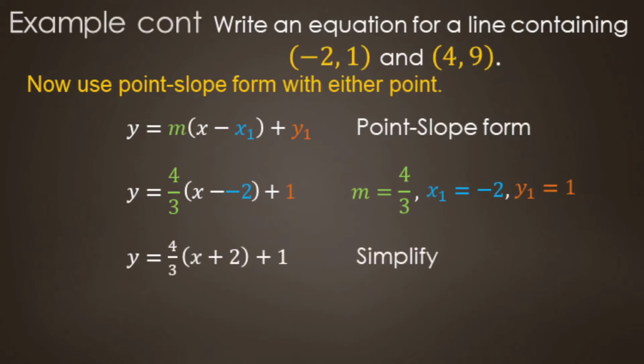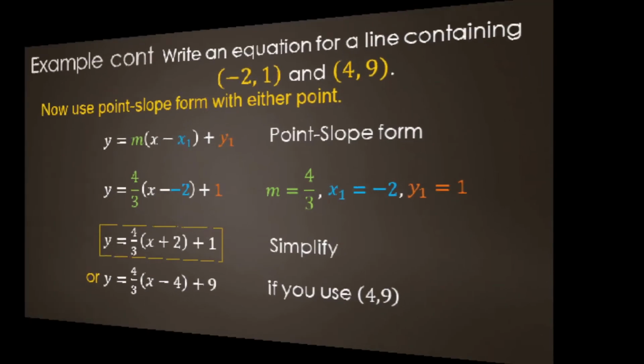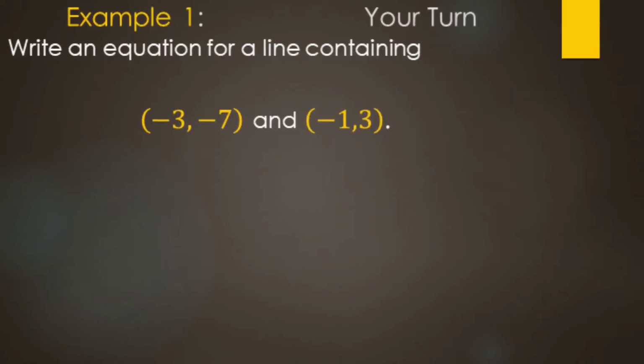And then we do clean it up, right? 4/3, minus a negative, we'll just change that to a plus, and then the 1 goes there. So there's an answer. If you wanted to use the other ordered pair, the 4/9, it might have been a little bit easier for you. Your equation would have looked like this. Go ahead and try this one out on your own, pause the video, then come on back and see how you did.